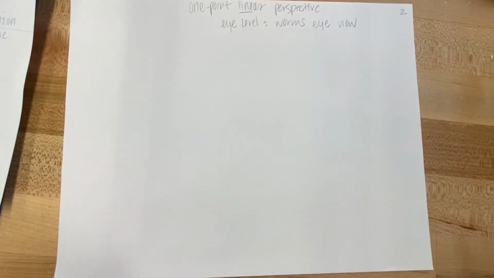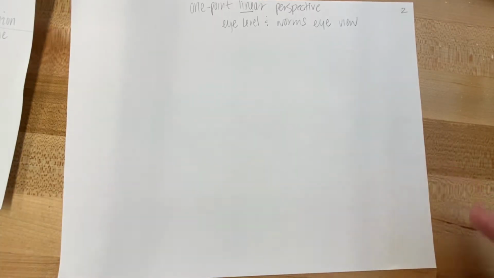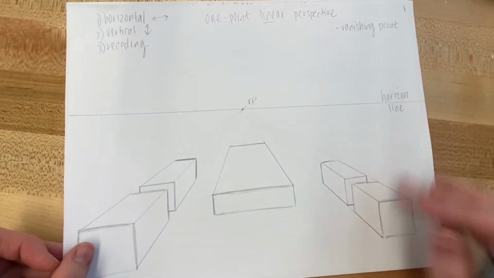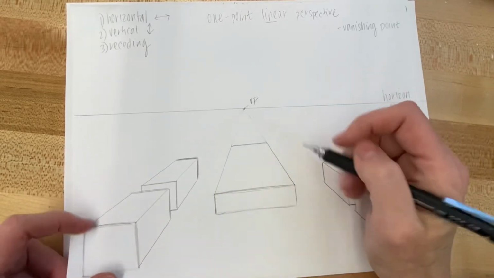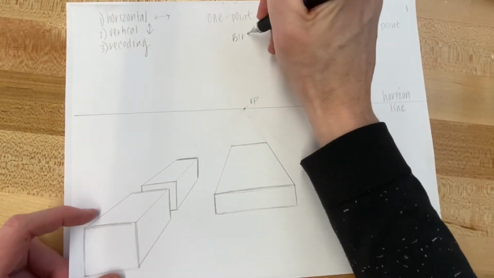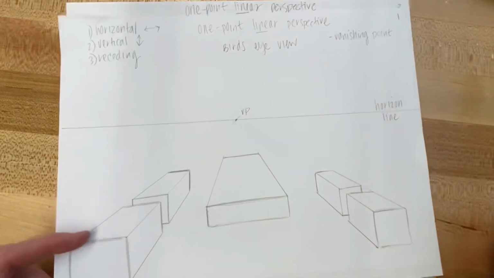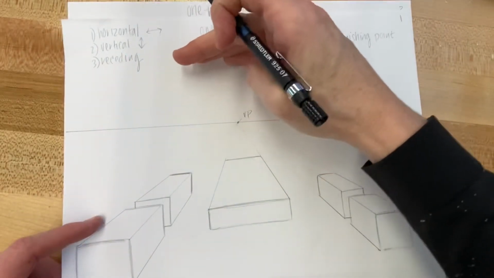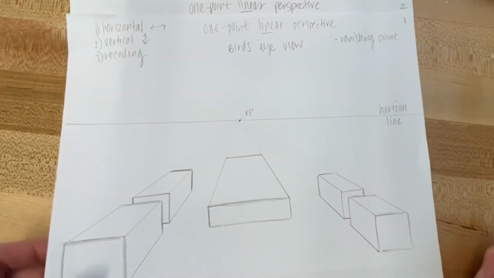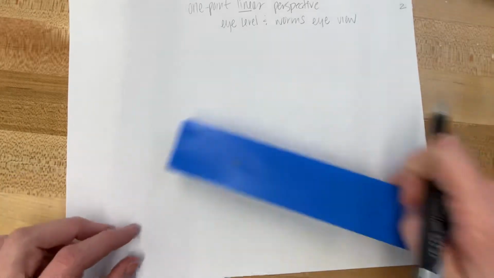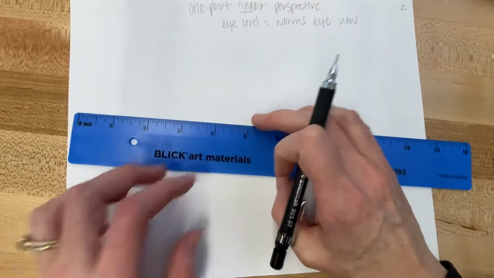Okay, this is video 2 of the 1-point linear perspective demonstration videos. In the first video, we talked about how to start 1-point linear perspective shapes at bird's eye view. This is called bird's eye view because you have a bird flying up here above the horizon line looking down at the tops of the buildings. In this video, I'm going to talk about how to do eye level and worm's eye view.